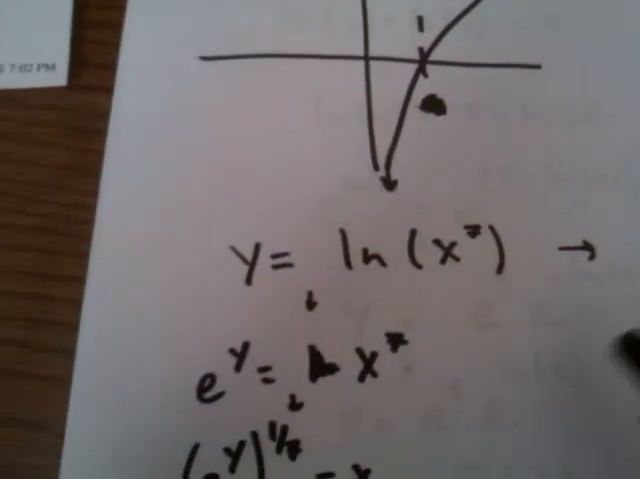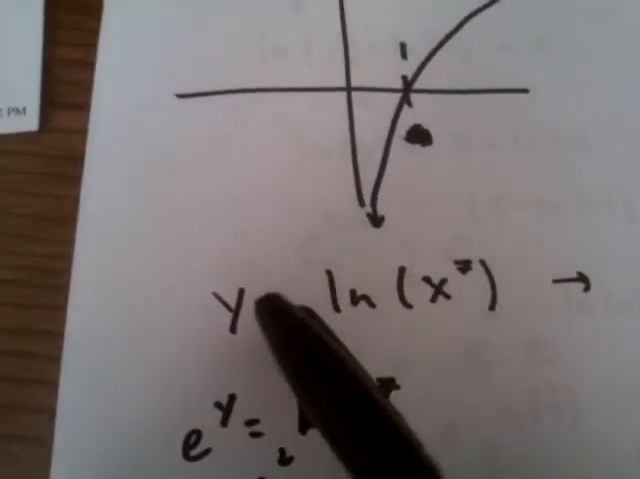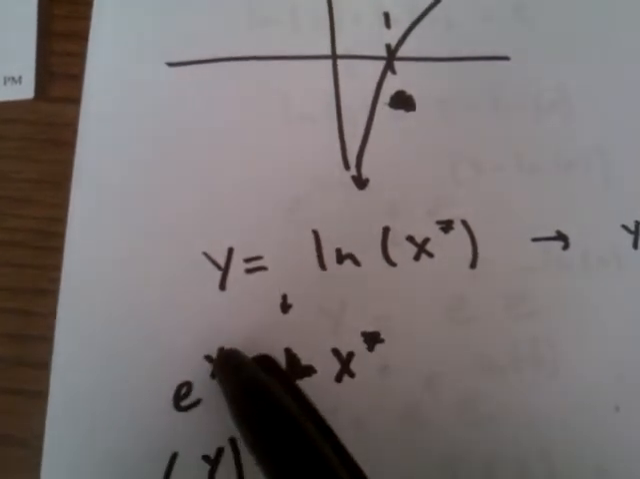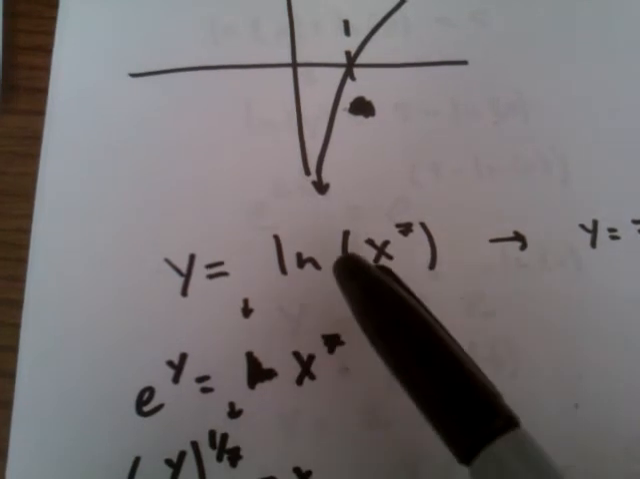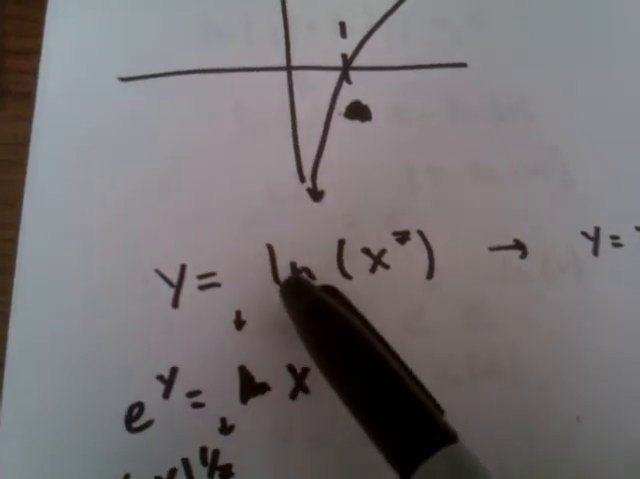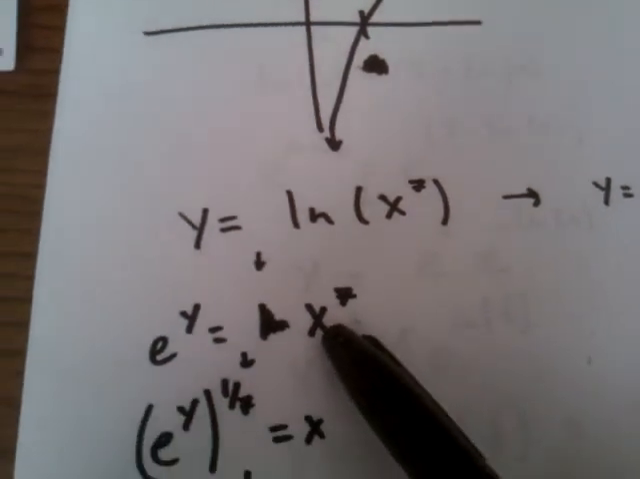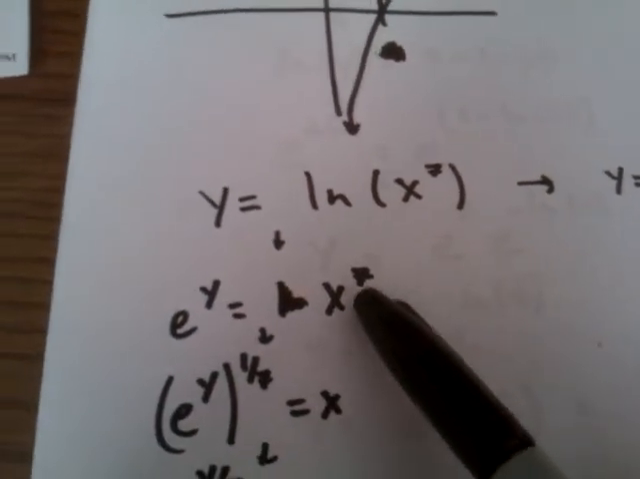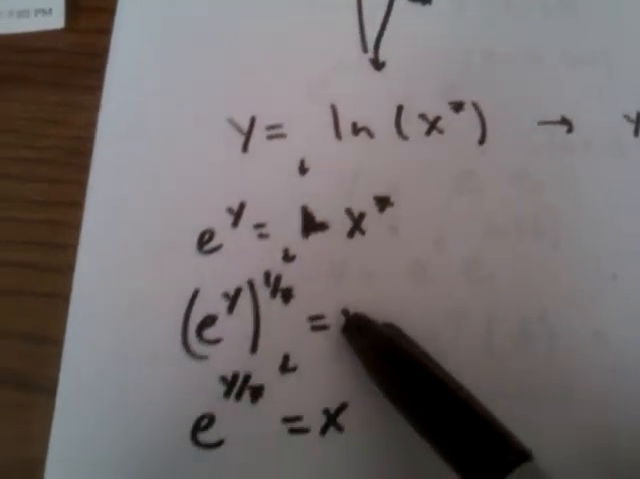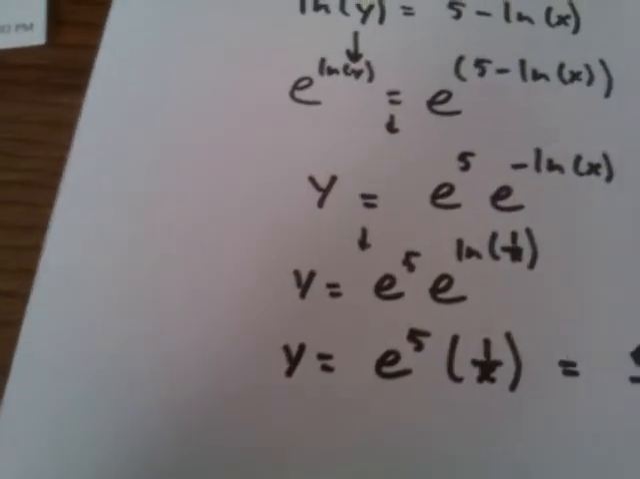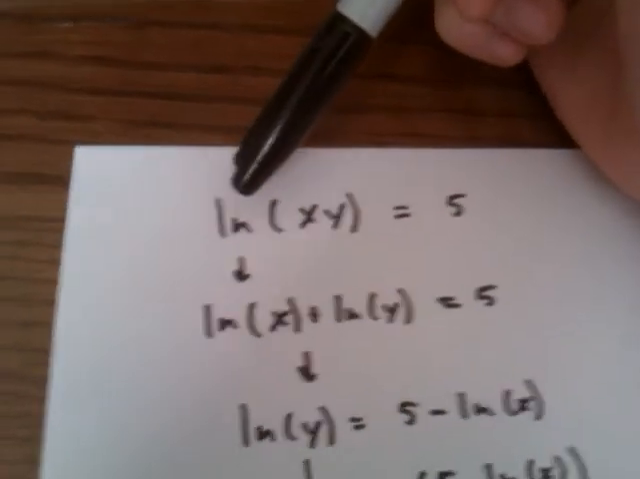So another way we could have solved that problem is just exponentiating right away and saying e to the y is equal to e to the natural log of x to the 7th, which is just x to the 7th. And then taking the 7th root, which gives us the same thing. So you can usually solve these in a couple different ways.